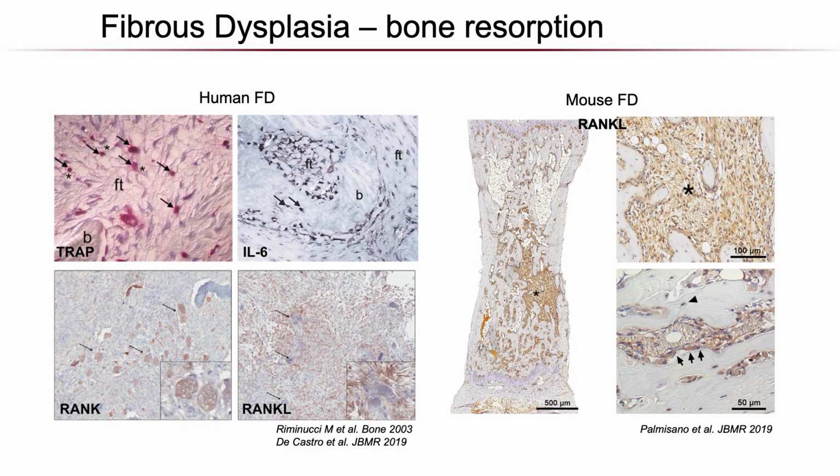As you may know, bone resorption is one of the major morbidity causes in fibrous dysplasia, and it has been demonstrated that the pathologic tissue expresses some of the most common osteoclastogenic factors, such as interleukin-6 and RANK ligand. And we've also demonstrated that mouse FD expresses RANK ligand in the FD lesion. And bone resorption is one of the targets for the therapeutic strategies that have been developed in fibrous dysplasia.